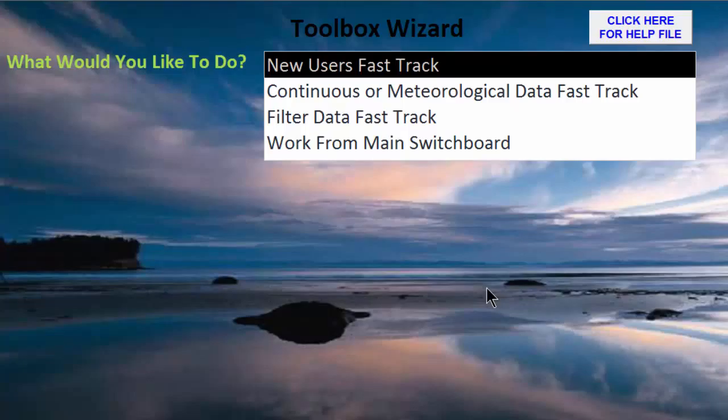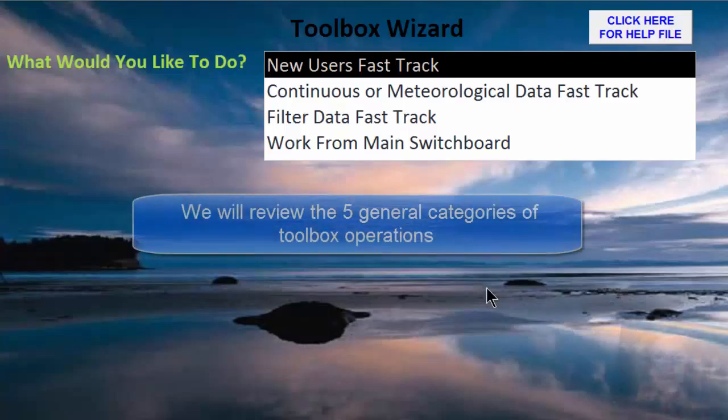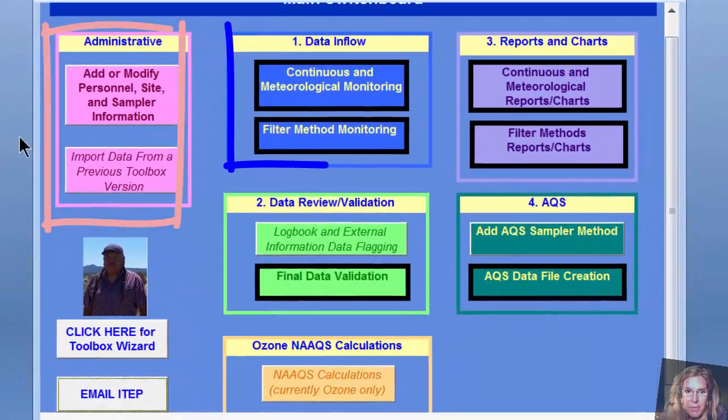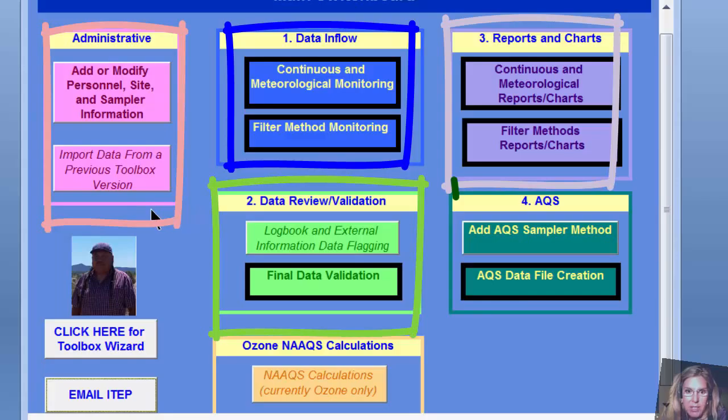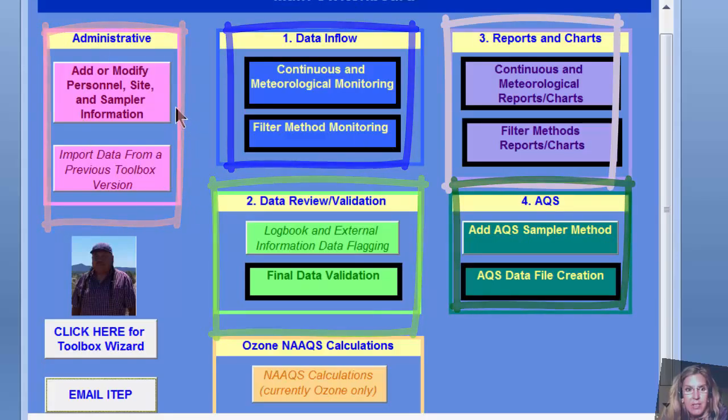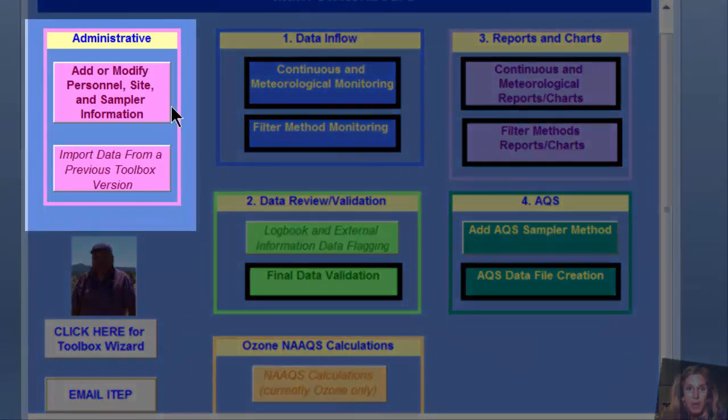Going to show you in this toolbox that I have open the 5 major functional categories of operations that the toolbox can do. So the 5 main functions are in these blocks and they're color coded. The admin functions, these are things like the information about your sites, information about your samplers, information about the people that you have on your team, and it may be just you.